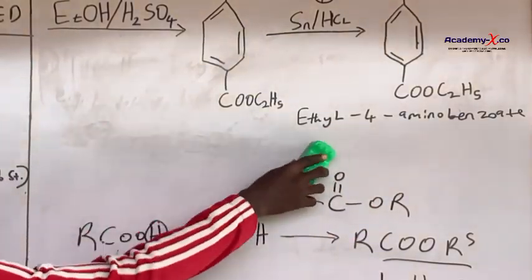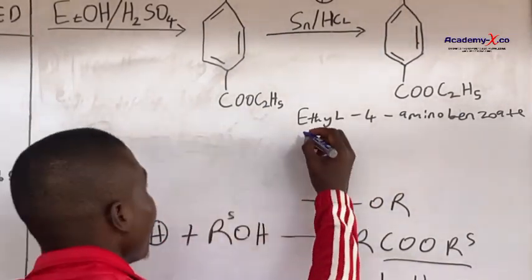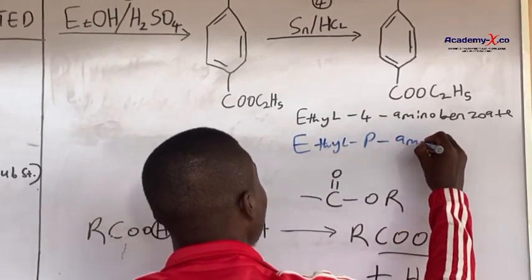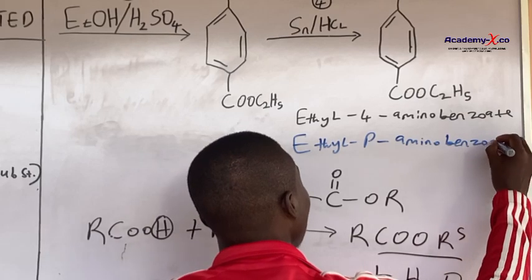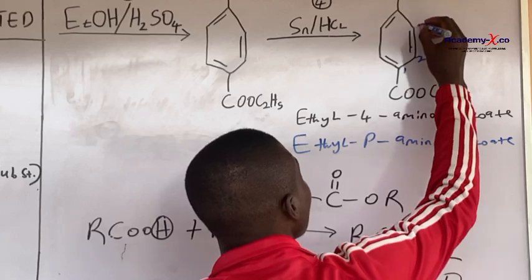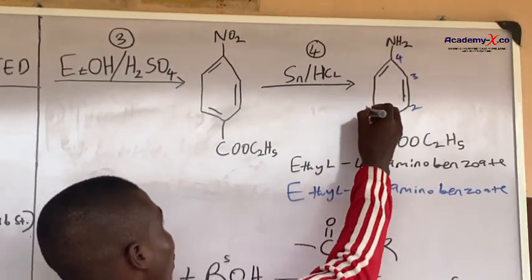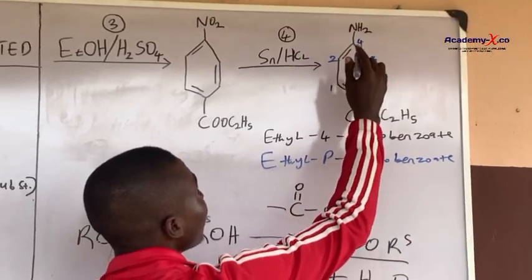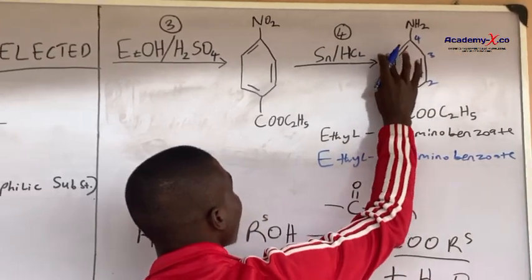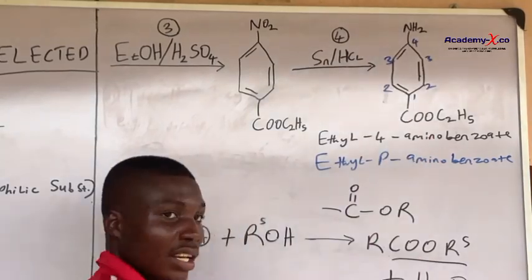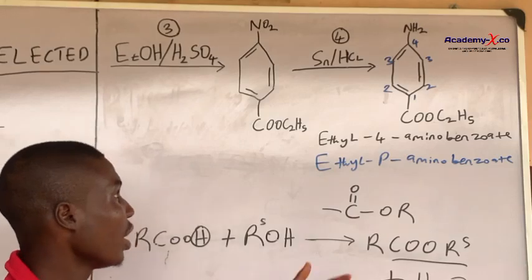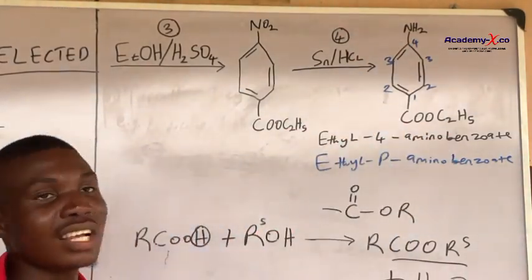And we can also choose to call it something else depending on what you prefer. You can choose to call it ethyl para-aminobenzoate. So why is it 4? Because you start counting 1, 2, 3, 4. If you choose to go this way, it will also be 2, because this is 1, so it will be 2, 3, and then 4. So ethyl 4 or ethyl para, because it's in the para position, aminobenzoate, and this is our benzocaine.